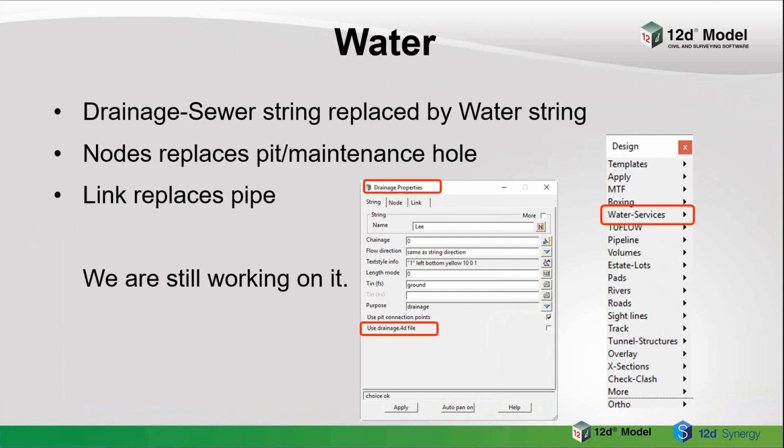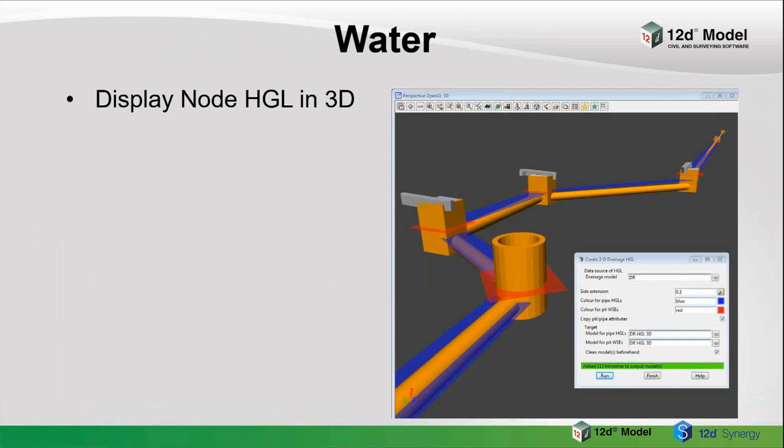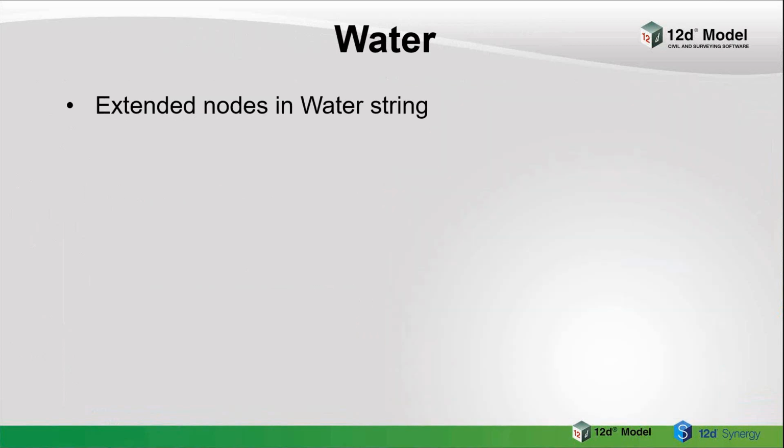And you can see on here, we're still working on it. It still says drainage properties at the top. They'll become water properties, so we are working through the code to try and change them all over. Some extra things are in there: you can display the node HDL. You can run an option that will show its levels so you can see it in 3D. And you can also do that for the link HDL in 3D. So people might want to see that, whereas before most people just looked in the section view. You can now see it in 3D.